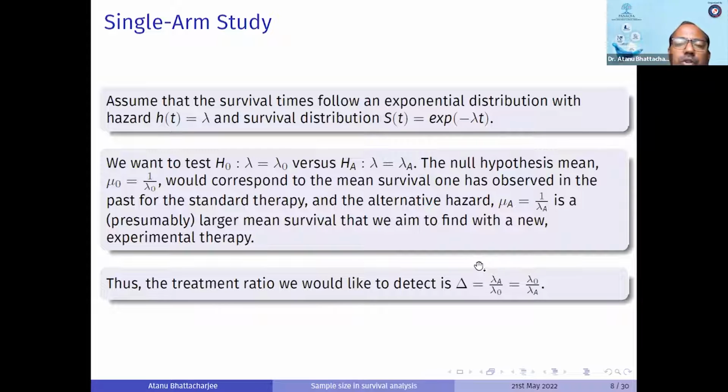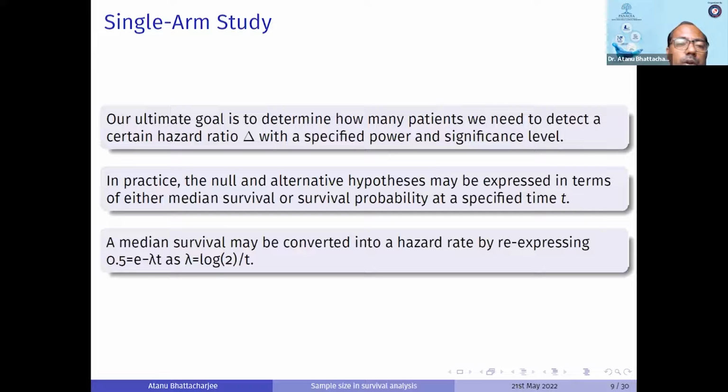Delta is the hazard ratio between lambda a and lambda naught, and obviously we should be cautious whether we put lambda naught as the reference or lambda a as the reference. That completely changes the sample size calculation formula. But the ultimate goal is to determine how many patients we need to detect a certain hazard ratio delta with a specific power and significance level.